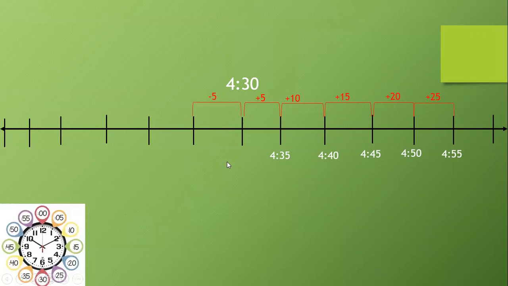Okay, and now let's look at 25 minutes before. So we have -5, -10, -15, -20, -25. And then we'll go ahead and fill in the time at the bottom. So we have 4:25, looking at our little clock to help us, 4:25, 4:20, 4:15, 4:10, 4:05, okay?